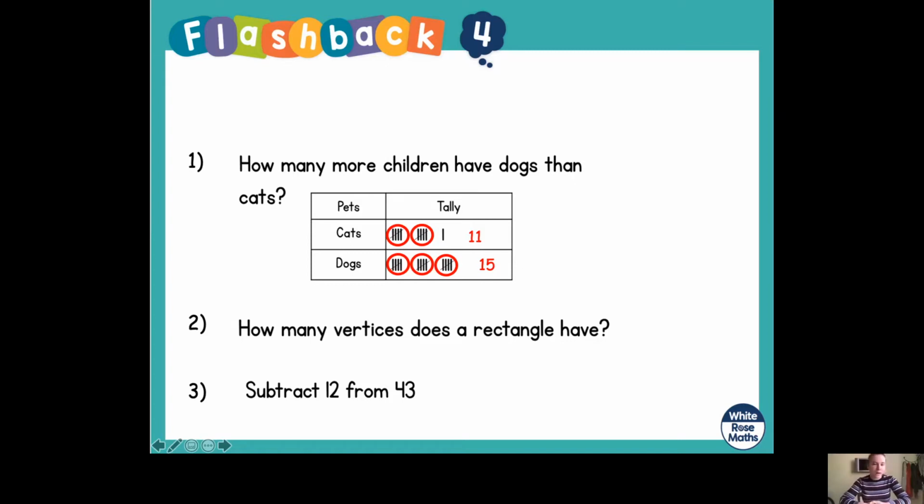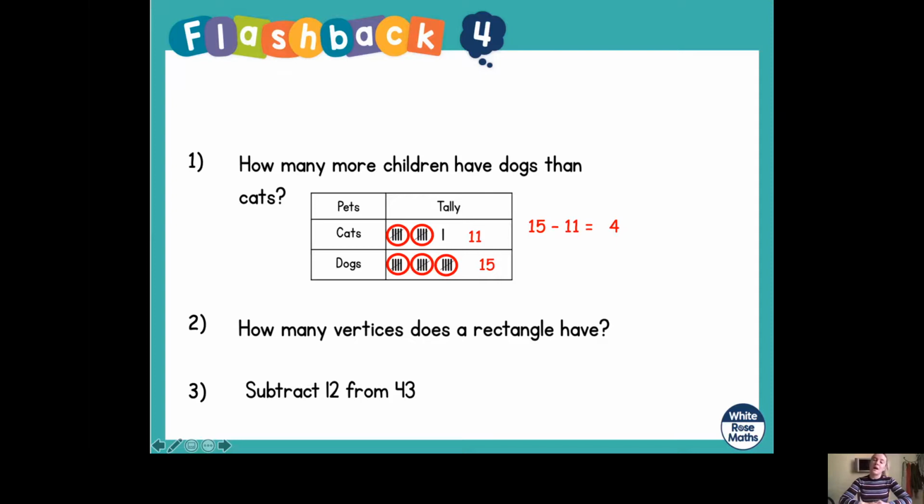Now, when we do a subtraction, we always start with the largest number, don't we? So are there more children who have cats or dogs? Yes, more children have dogs. So we have to start with 15 and subtract 11, which is the number of children that have cats. Now, what is 15 subtract 11? Oh, yes, you're right. It's 4, isn't it? Fantastic. So 4 more children have dogs than cats.